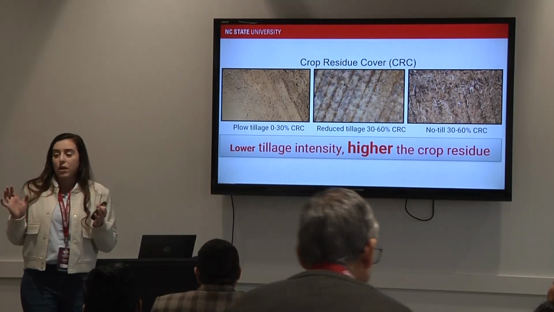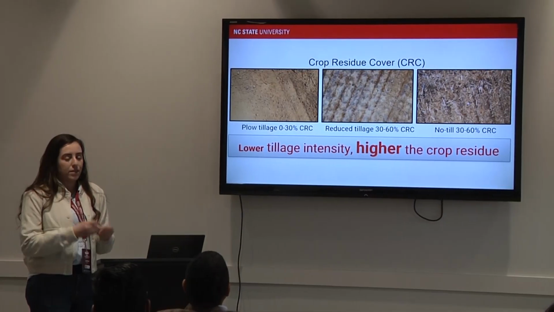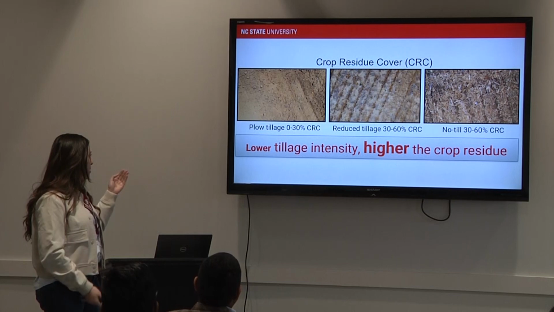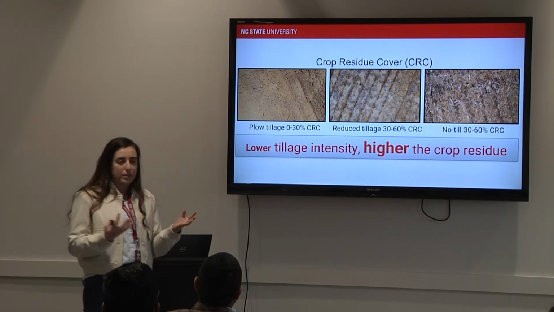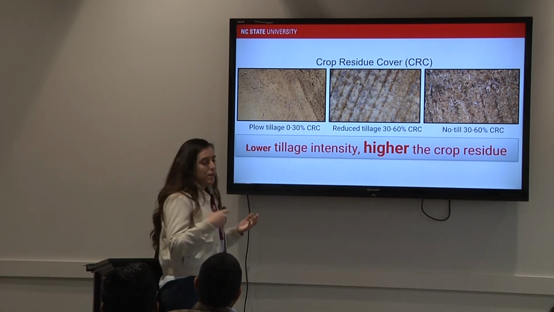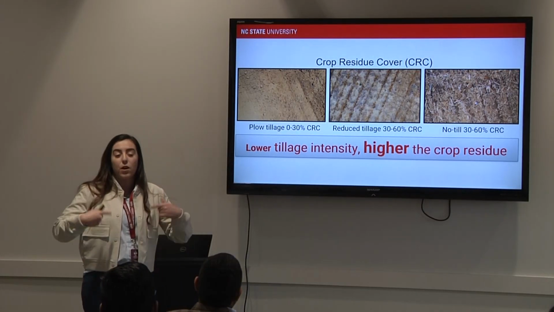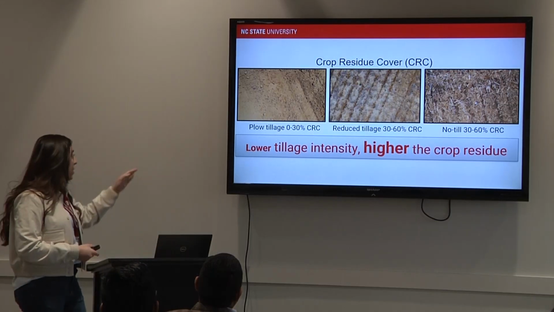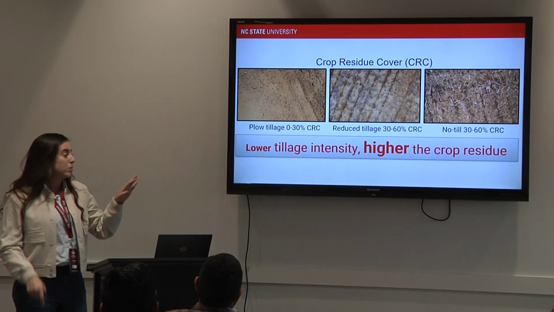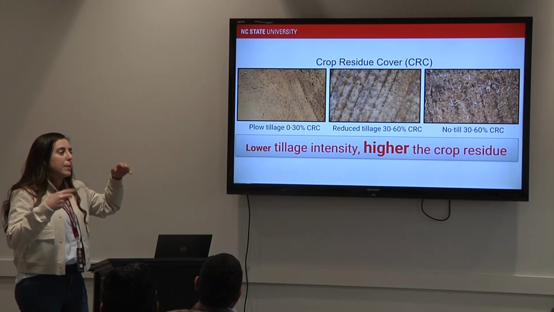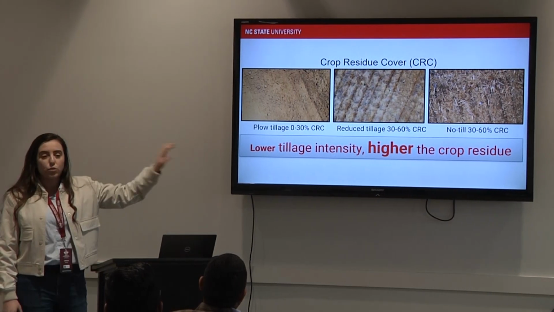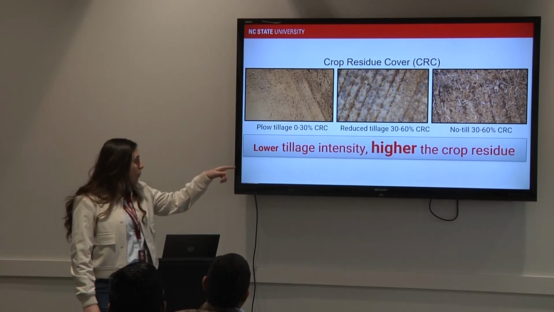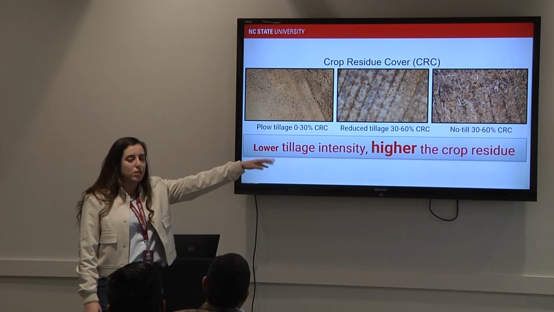This is how the crop residue looks when you take a picture of the soil. So in the first image you can see the soil is completely exposed. In that picture you can see that there was plow applied to that soil, and you consider a plow tillage when you have from 0 to 30% crop residue cover, right? And the last one we can see, that's supposed to be 60 to 100%, I'm sorry.